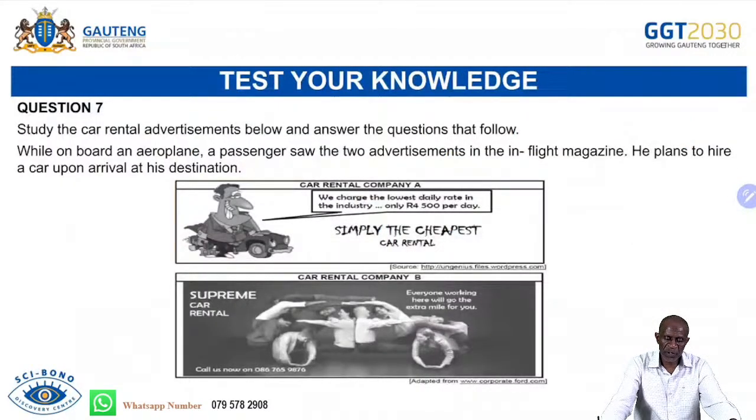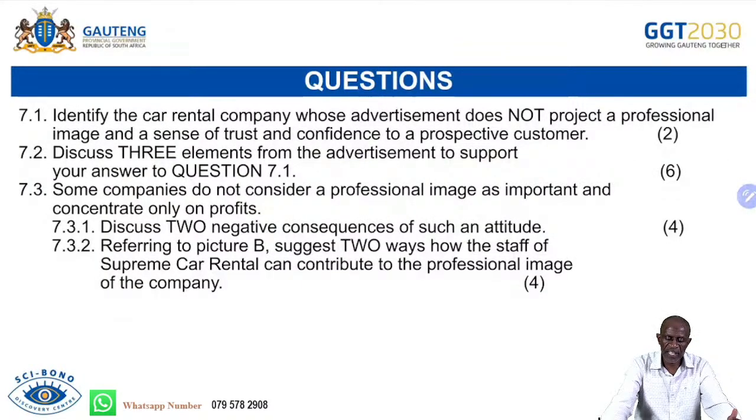If you further test your knowledge in question 7, as an example, study the car rental advertisement below and answer the questions that follow. While on board an airplane, a passenger saw the 2 advertisements in the in-flight magazine. He plans to hire a car on arrival at his destination. So here are 2 different advertisements that are alluded to by the question. It says, identify the car rental company whose advertisement does not project a professional image and a sense of trust and confidence to a prospective customer.